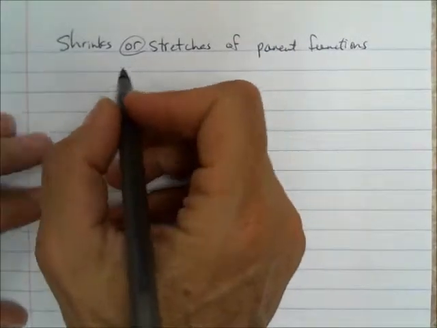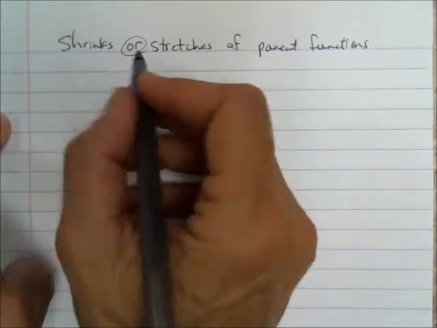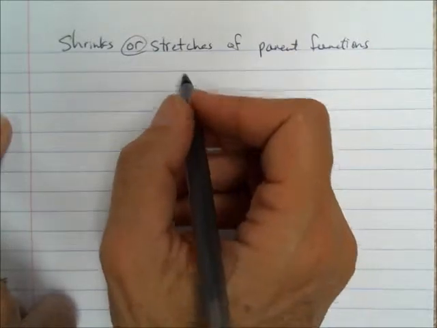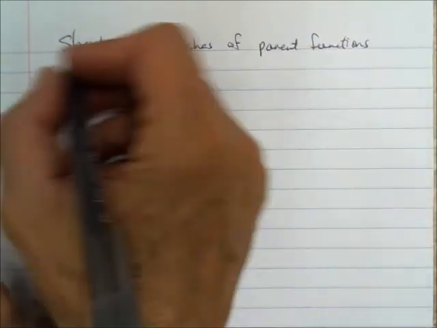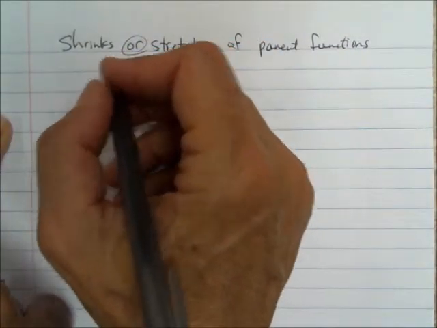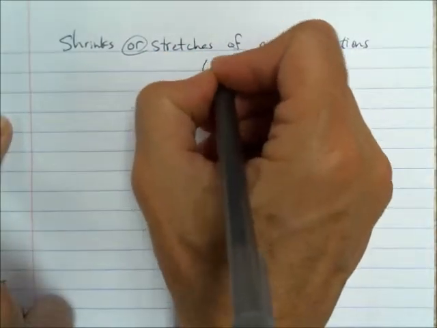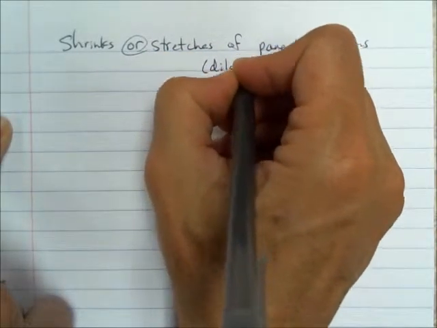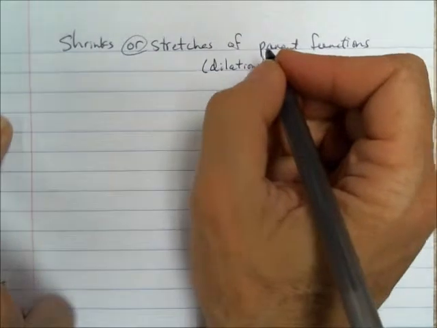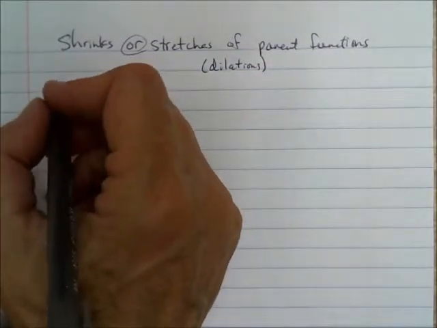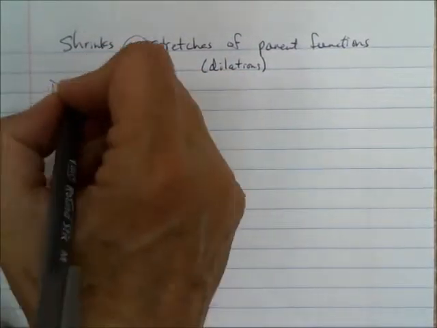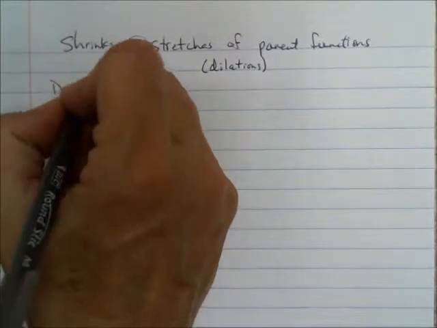Hello. Today we're going to be talking about shrinks or stretches of parent functions. And when you were in geometry class, shrinks or stretches were also called dilations. So first of all, there's two different kinds of shrinks and stretches. The first kind is a vertical shrink or stretch.